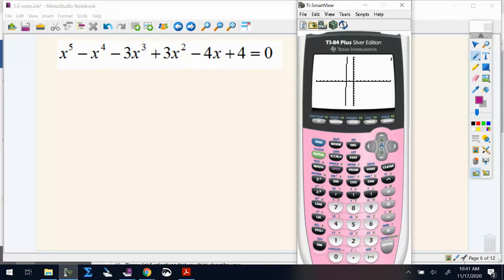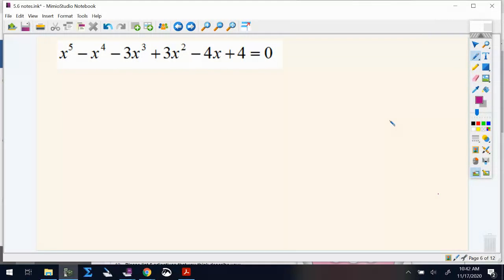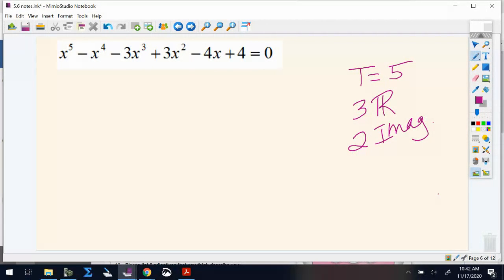1, 2, 3. And that's it. So this means that since I know that I have a total number of zeros of 5 and it crosses 3 times, that means the other 2 must be imaginary. So I make my little list off to the side. 5 total, 3 real, 2 imaginary. So now let's prove the real ones.